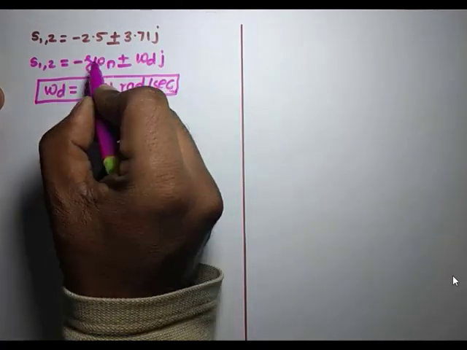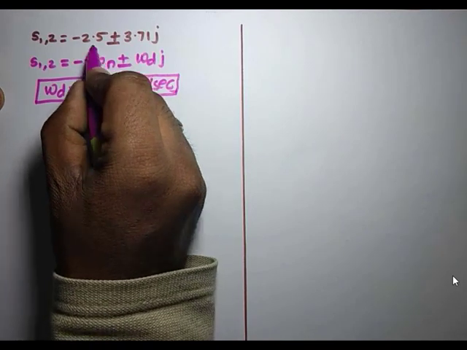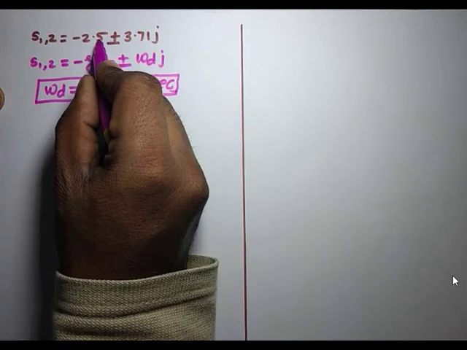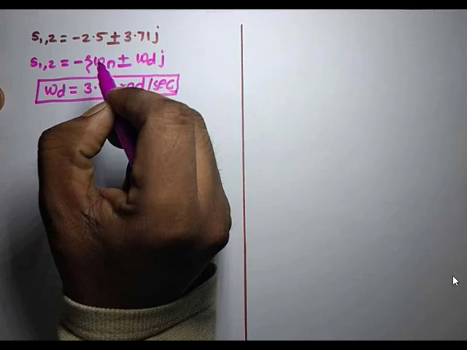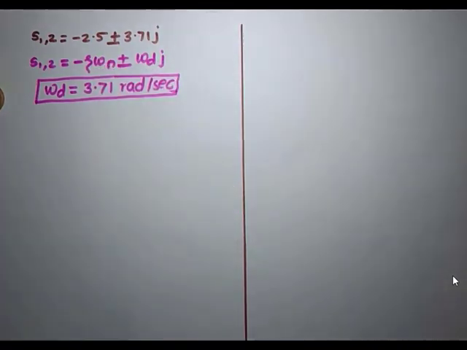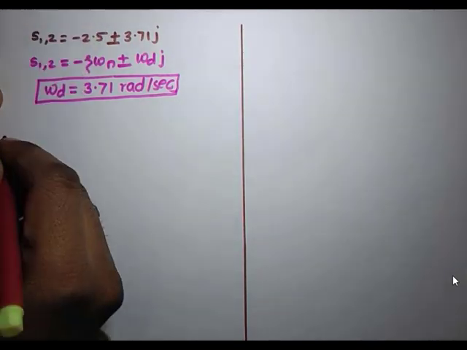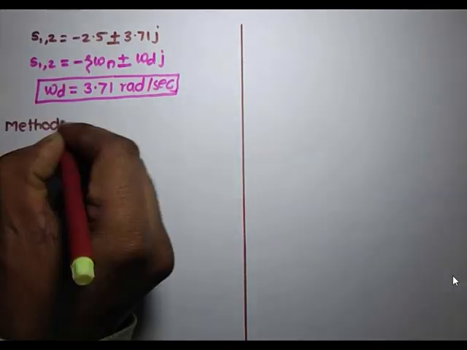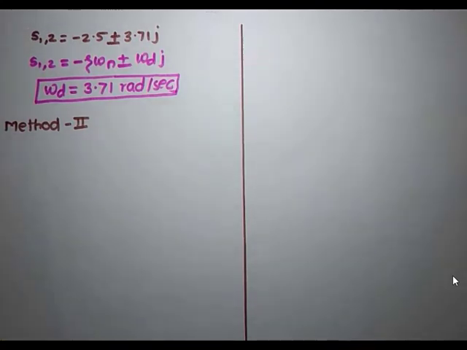And one can compare here: minus zeta omega n is equal to minus 2.5, or zeta omega n is equal to 2.5, and from here you can get the desired parameters. Okay. Now the next part, we are going to discuss a second method, method 2, to get the values of natural frequency, damping factor and damped natural frequency.